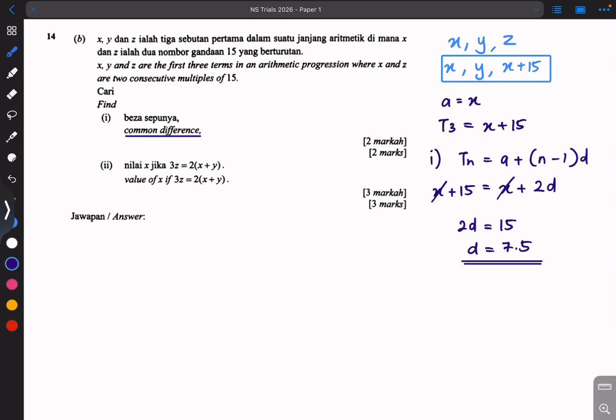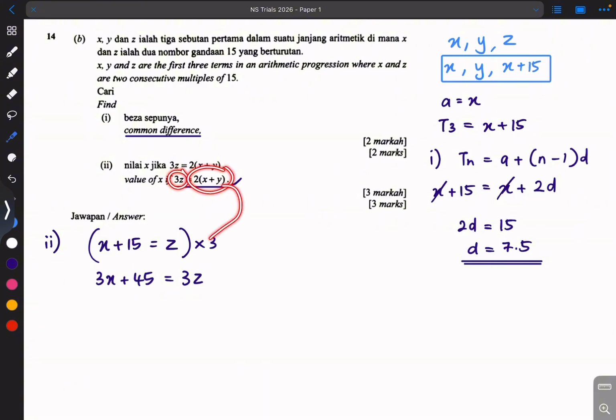Then let's look at number 2. Find the value of x if 3z is this. Okay. So we already know x plus 15 is our z. We already solved that just now. Now they said 3z is this. So what we can do is we can try to multiply by 3 first. So 3x plus 45 equals 3z. Then we can sub in the 3z equals to this into here.